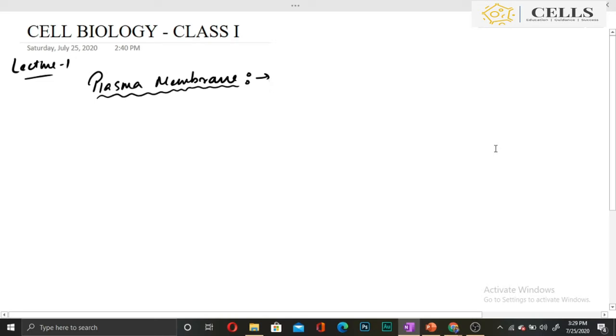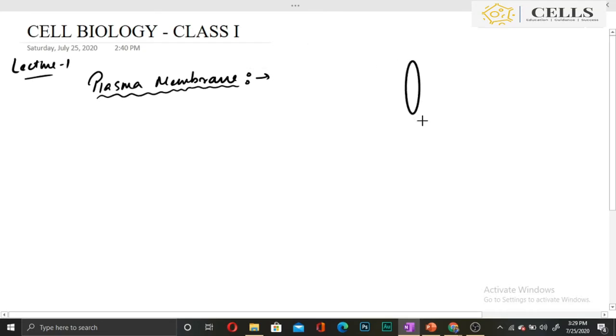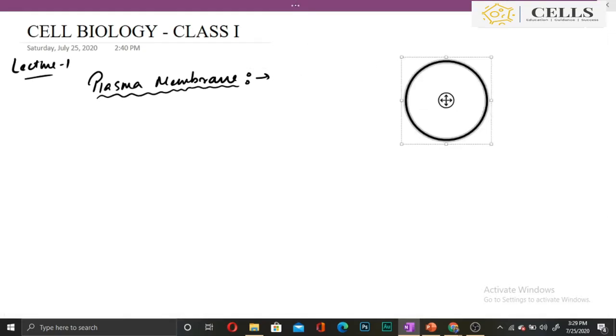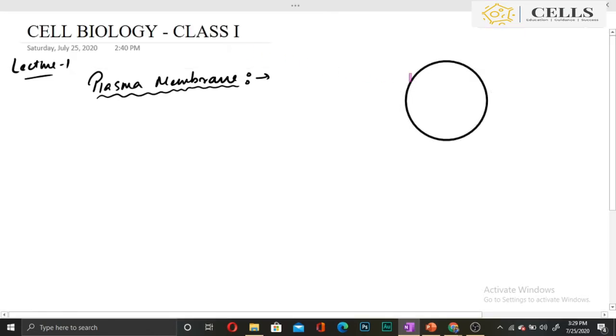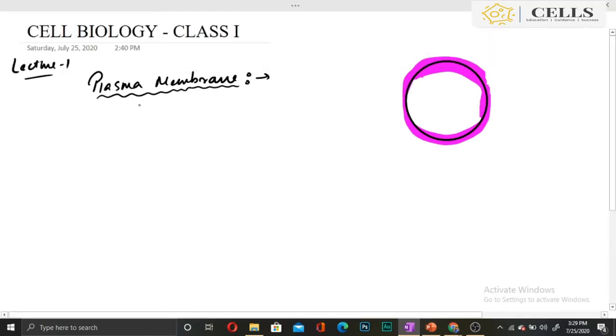So we know that first of all, if you draw a cell, just a small schematic like this, suppose this is a cell, and this is the plasma membrane. So what is the important role of a plasma membrane? Point number one: this plasma membrane will create a permeability barrier.